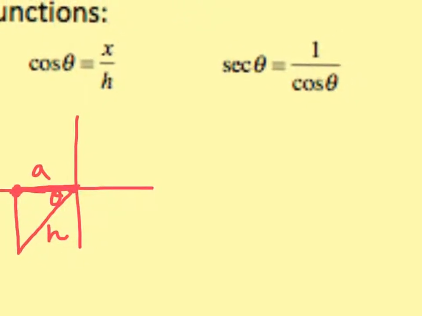Just like sine has a reciprocal function, cosine also has a reciprocal. You can think about it as 1 over cosine, or you can just flip it to h over x. And that's how you find secant.